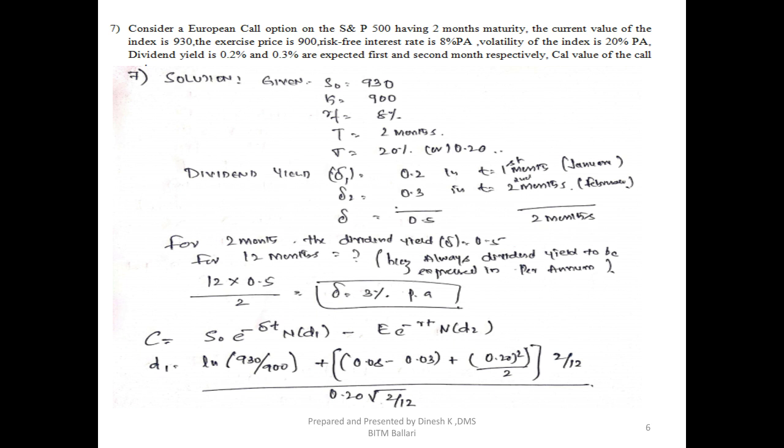If for the 2 months it is 0.5, then for 1 year, what is the dividend yield? For 1 year, the dividend yield can be calculated as 12 into 0.5 divided by 2. I will be getting the dividend yield per annum as 3%. So once I get the 3%, I will apply the case 3 formula and get me the solution.